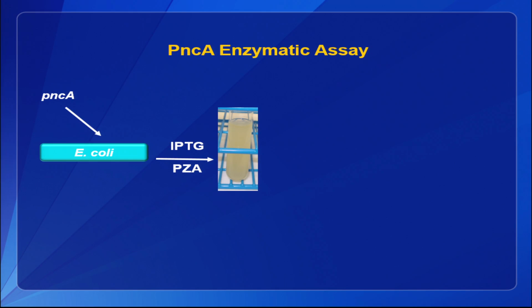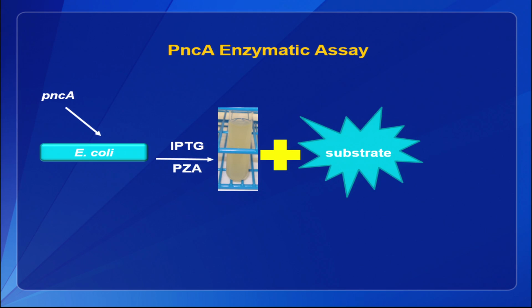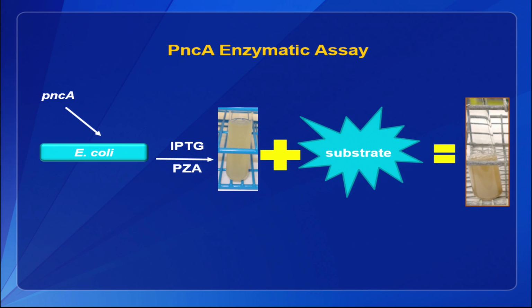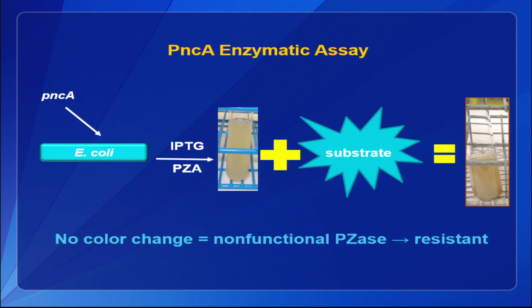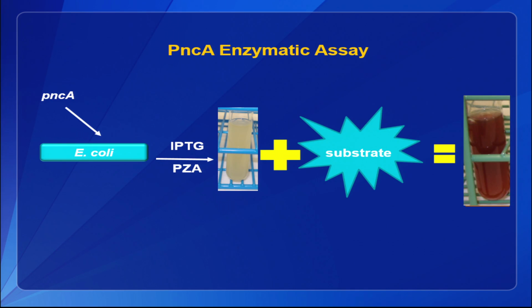The way this works is you clone pncA into the E. coli, and you can induce it with IPTG, an inducible promoter, in the presence of pyrazinamide. You can add an iron substrate, and what you're looking for is whether you get a color change or not. If you get no color change, we're assuming that you have a non-functional pyrazinamidase, or it's not being made at all, and that you would be resistant. If you get a color change, then you would assume that the pyrazinamidase is active and you would be susceptible.